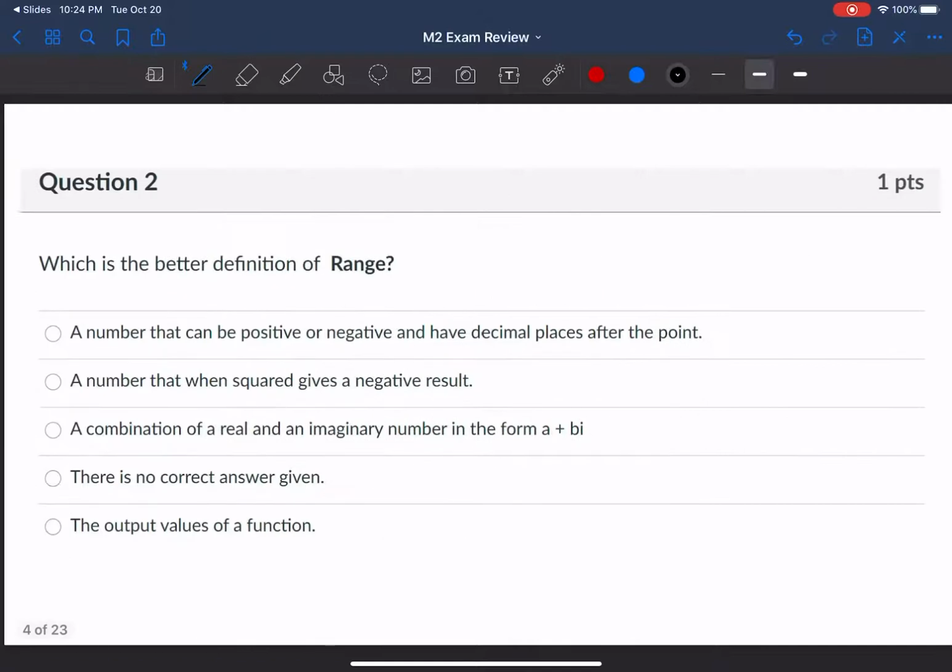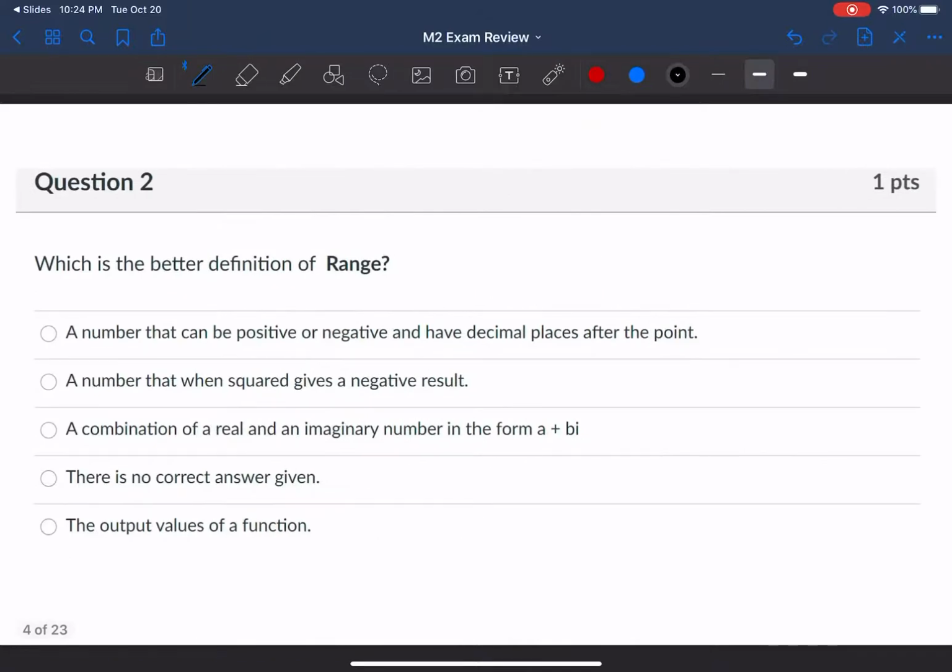So let's go over the second one. I got another vocab question. What's the better definition of range? If you remember, range is the output of your function. So the last one is the answer. If it's input, it's domain, okay? Let's go over number 3.